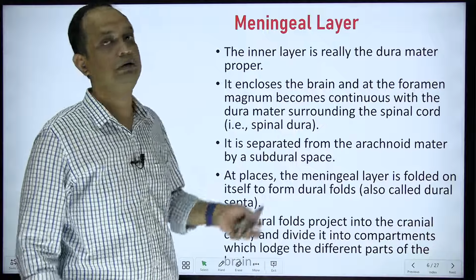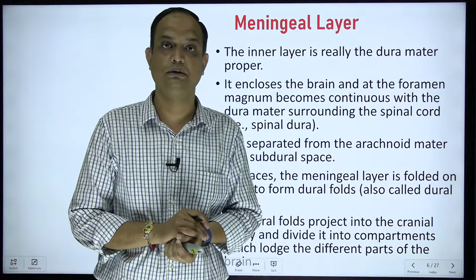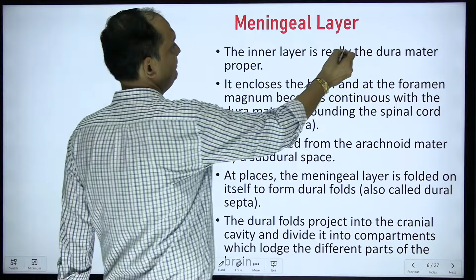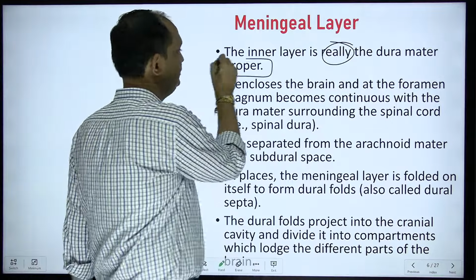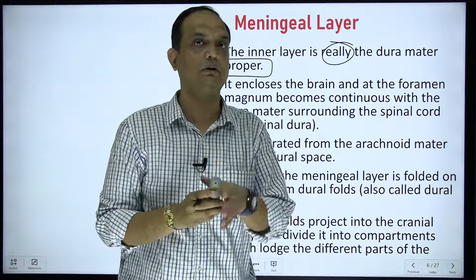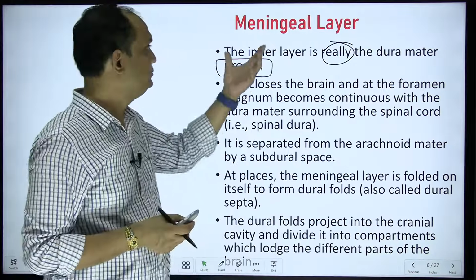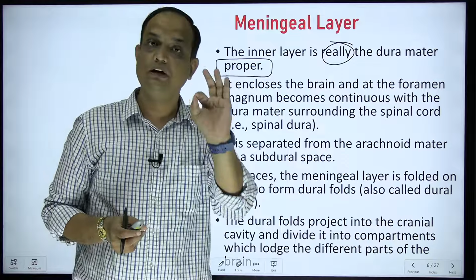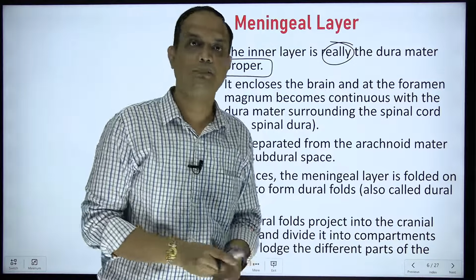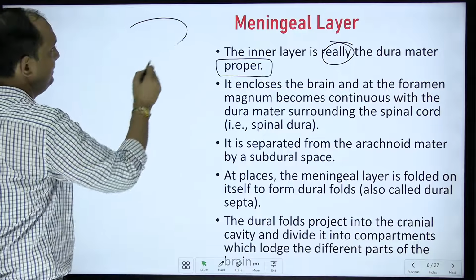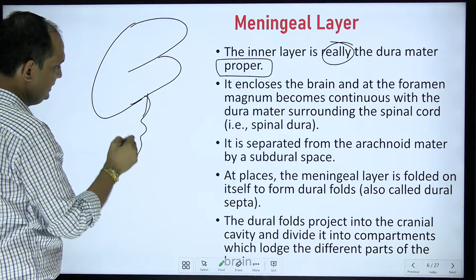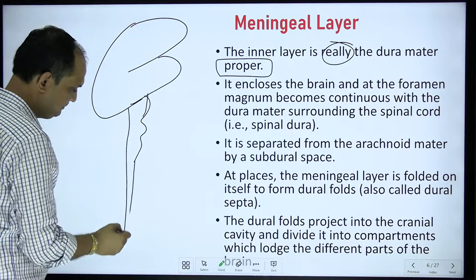Now what about the meningeal layer of the duramater? This meningeal layer, or inner layer, is really the duramater proper. Initially I told you that when we talk about the dura around the brain, we will talk about the two layers. So here the meningeal layer is the same meningeal layer that you study outside the spinal cord. So what is this, bachcho? This is the brain. Here you will have the brain stem and it will continue down as the spinal cord.